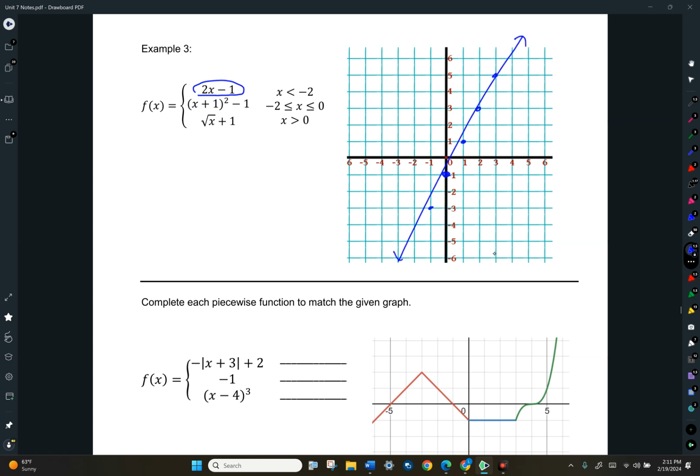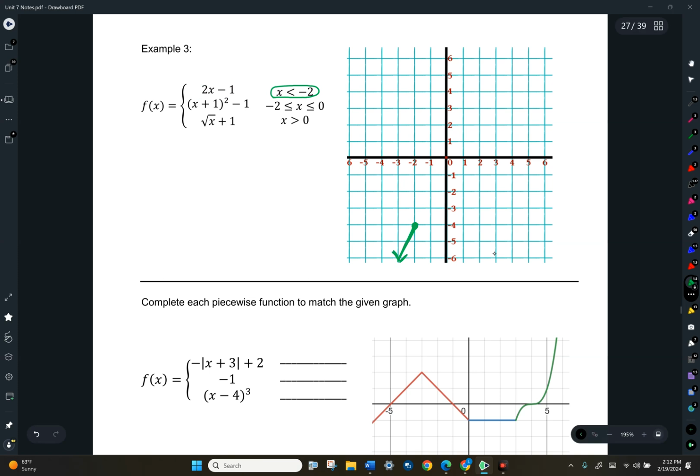Okay, but I don't want the entire line. I only want the part when x is less than or equal to -2. So go to where x is -2. See where that hits my line right there. I only want the part when x is less than that. So I only want the part to the left, which means I want to erase all of this on the right side. So that green would be the first piece.